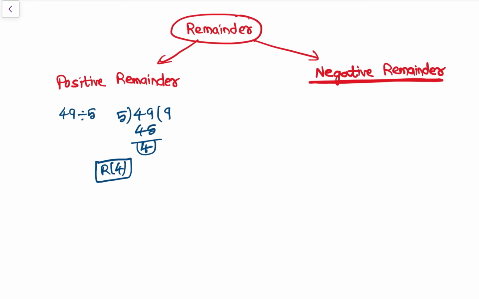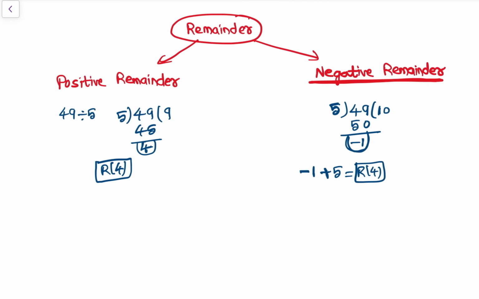Now I can do this also. See 49 divided by 5. So I can do this also, 5 tens are 50. Now this becomes -1 as the remainder. Now remainder cannot be negative, so add the divisor, plus 5, you get the remainder, that is remainder 4. By -1 plus 5 is 4. So negative remainder we use to make our calculations easy.